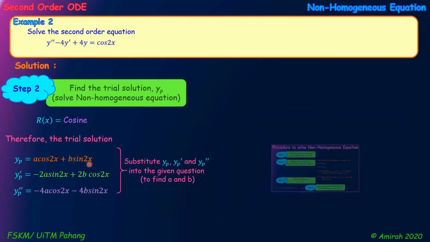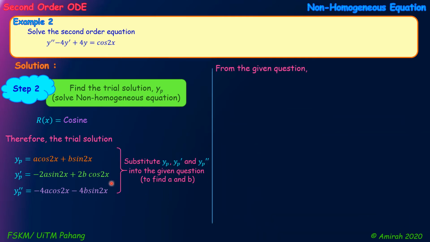So after that, from here, we substitute Yp prime and Yp double prime into the given question. This is the given question. From the given question, y double prime minus 4y prime plus 4y equals to cos 2x. So we replace y double prime by yp double prime, and then minus 4, we replace y prime by yp prime, and then plus 4, we replace y by yp, and then equals to cos 2x.